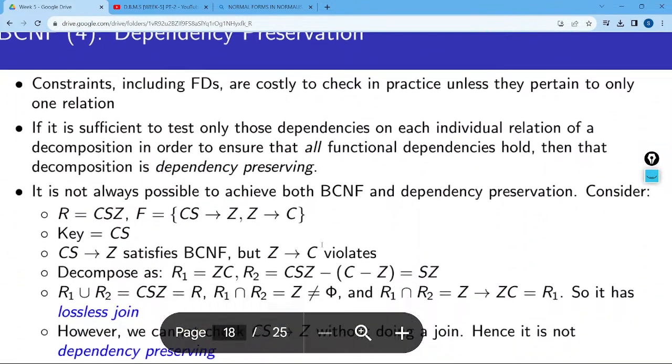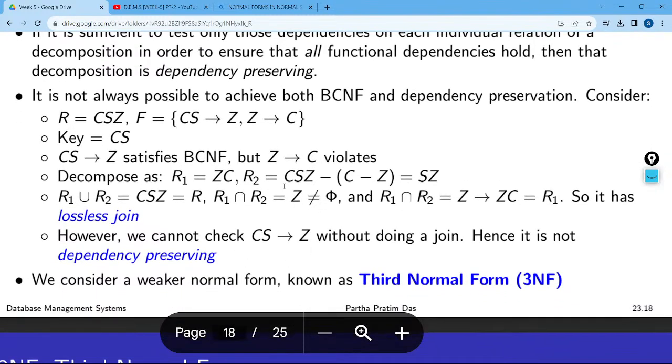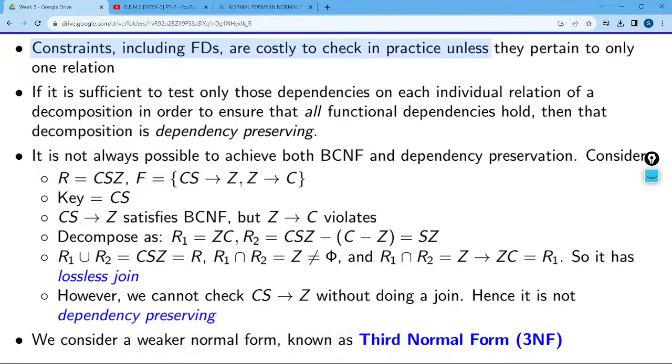BCNF and dependency preservation. Constraints including functional dependencies are costly to check in practice unless they pertain to only one relation. If it is sufficient to test only those dependencies on each individual relation of the decomposition in order to ensure all the functional dependencies hold, then the decomposition is dependency preserving.